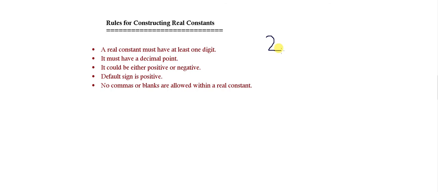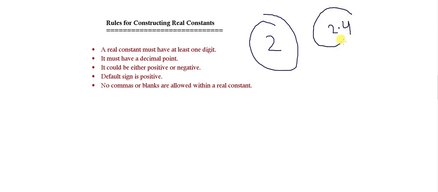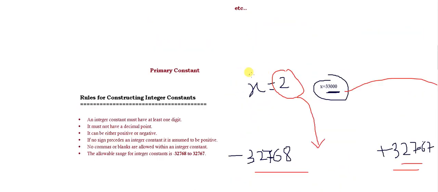You can't call 2 a real constant, but you can call 2.4 or 2 point something a real constant, meaning it has a decimal part. It could be either positive or negative, of course. The default sign, if nothing is mentioned, is plus, and no comma or blank space is allowed. So you understood the difference between a real constant and an integer.